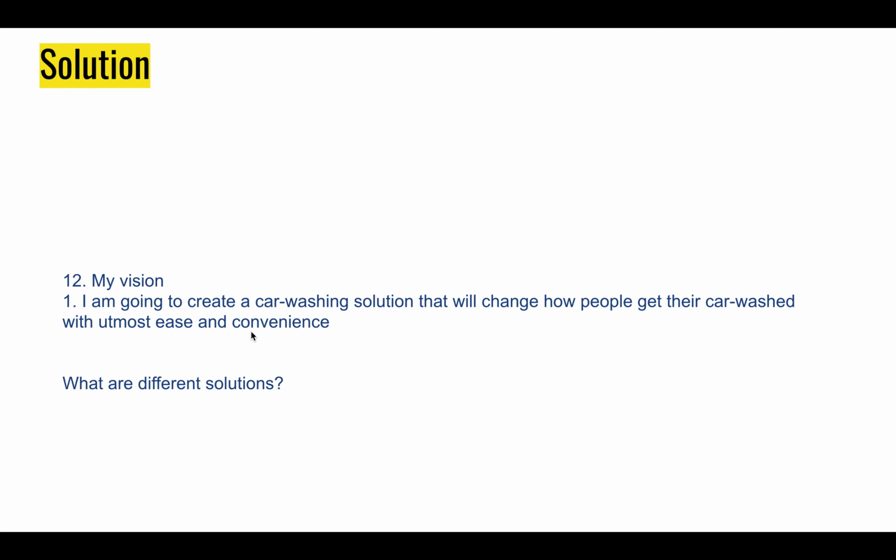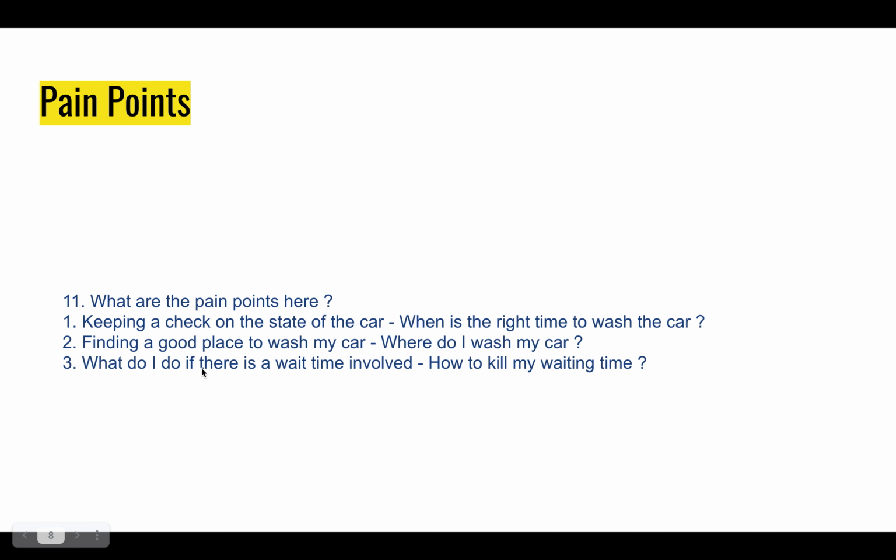Now, we know about the vision, which follows the goal that we had. So the vision would be: I'm going to create a car washing solution that will change how people get their car washed with utmost ease and convenience. So that's my vision. Now, based on the pain points that we had, ideally we should prioritize which pain point to go ahead with, but this is more of an open-ended question, so we'll try to come up with a solution which can tackle more than one pain point, because we are creating a futuristic solution.